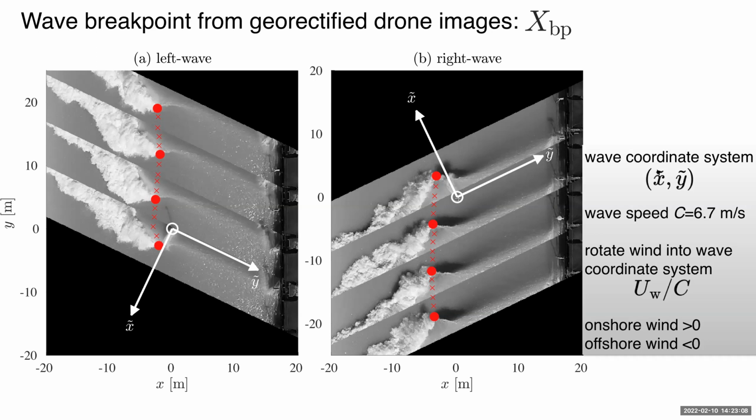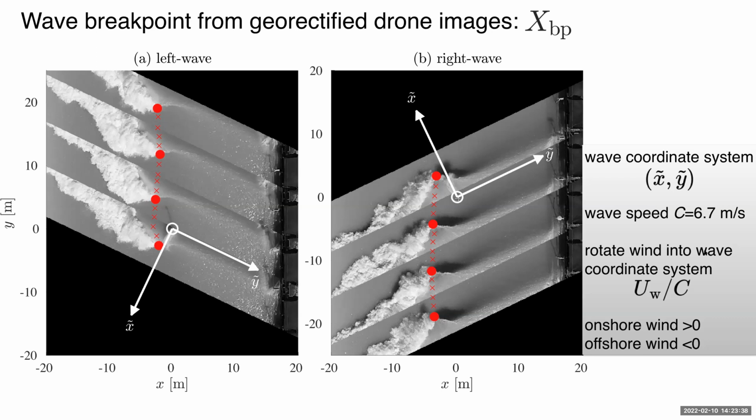In addition, it's natural to define a wave coordinate system where x tilde propagates in the direction of wave propagation. So it's this way for a right wave, this way for a left wave, and then y tilde is always in the offshore direction. That means for the left waves you have a right-handed coordinate system, and for the right wave you have a left-handed coordinate system. In this x tilde direction, the wave speed is almost 7 meters per second.